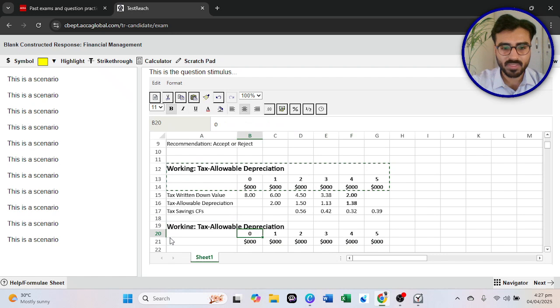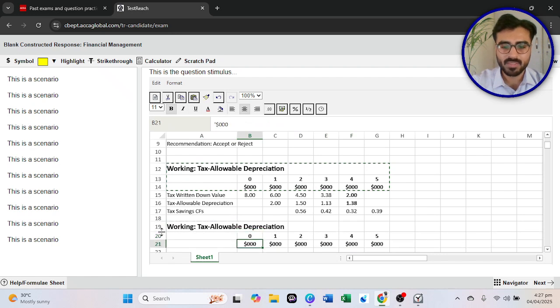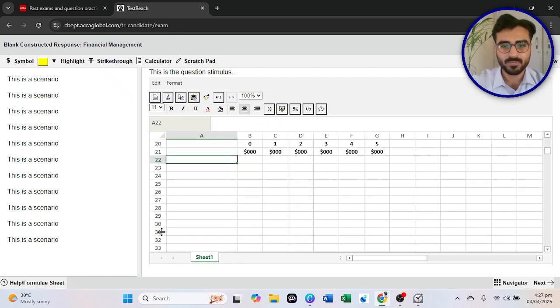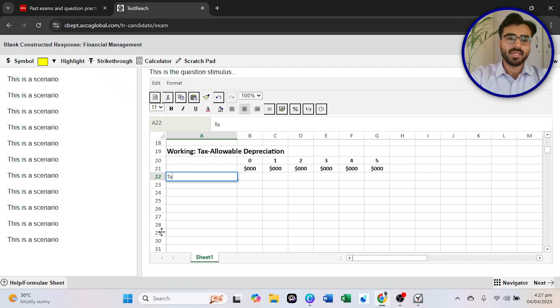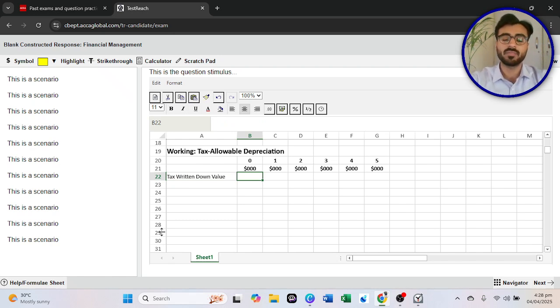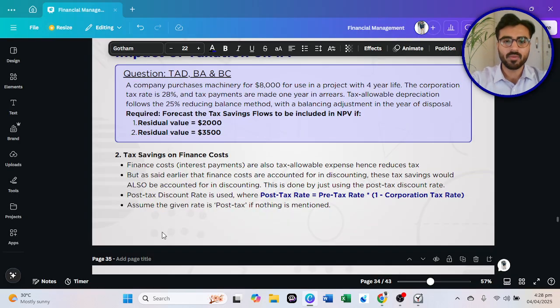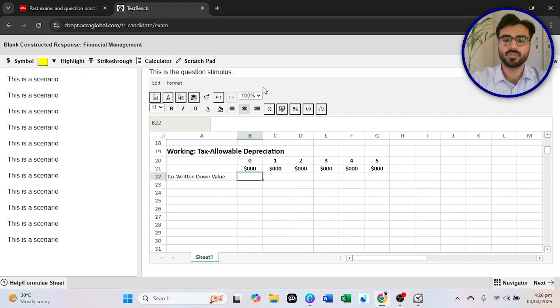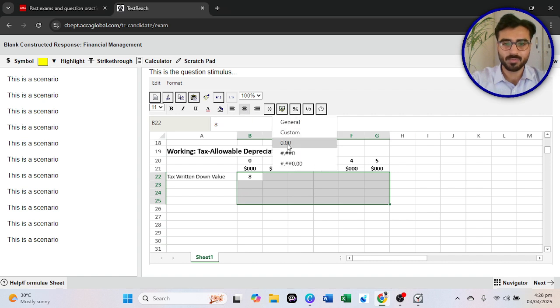So I can just copy paste the headings, and then let's start this again from scratch. Tax written down value. On the first line, you have to write the tax written down value, which is the tax equivalent of accounting's net book value. So what is the net book value at year zero or today? It is equal to 8000. So I will write 8 here. Let me make this figure look in the middle and add two decimal places.